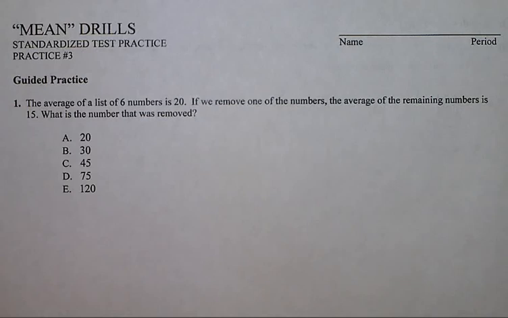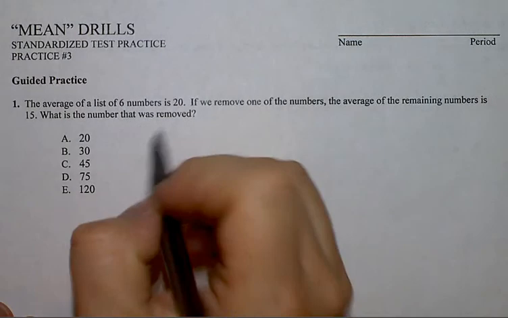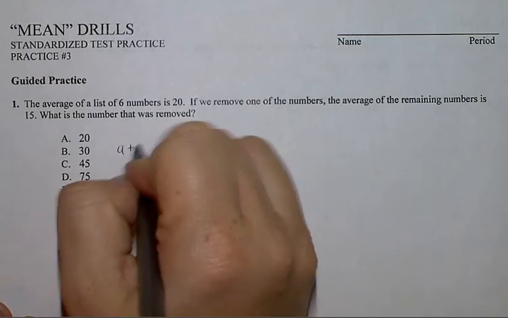Main drills practice number 3. The average of a list of 6 numbers is 20. If we remove one of the 6 numbers, the average of the remaining numbers is 15. What is the number that was removed? So there's 6 arbitrary numbers. We don't know what the values of the 6 numbers are.